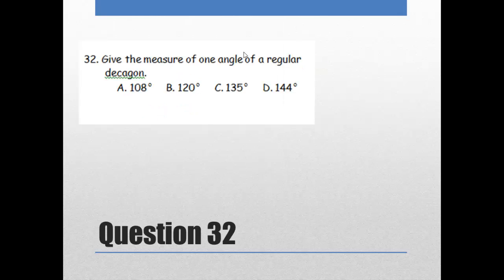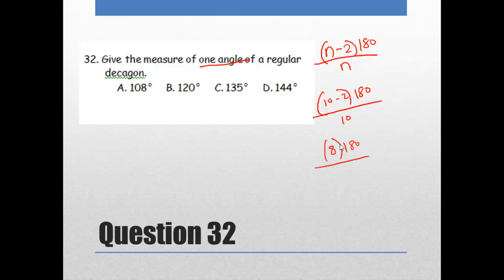Number 32, give the measure of one angle, so we're only looking for one, of a regular decagon. So for all the angles of a decagon, we would be using this formula, decagon, so 10. But since we're only looking for one angle, we have to divide it by the number of angles it has, or the number of sides it has. So for decagon, we're going to be doing 10 minus 2 times 180, all over 10. 10 minus 2 is 8 times 180 divided by 10.